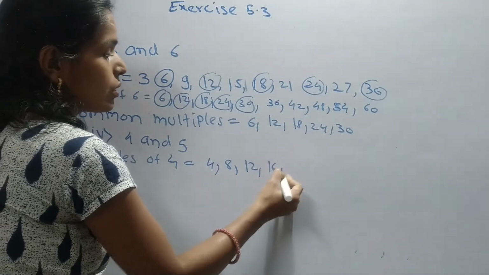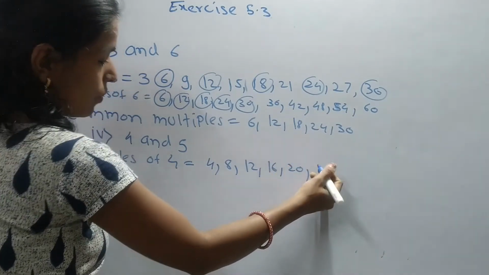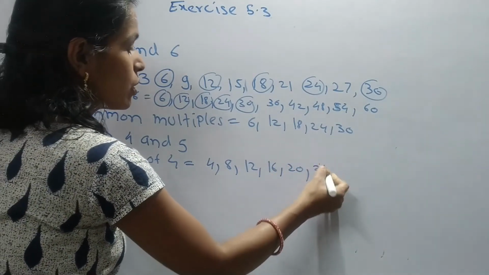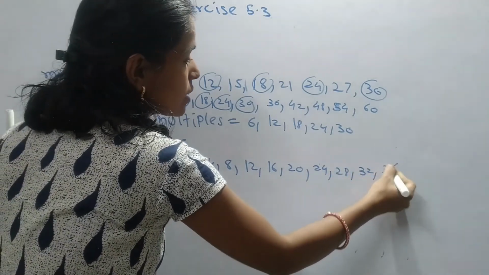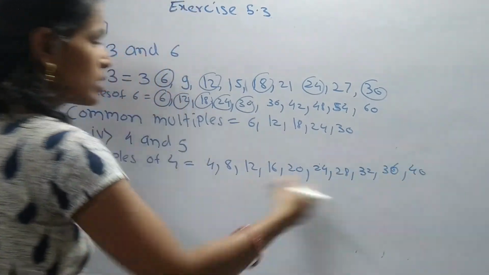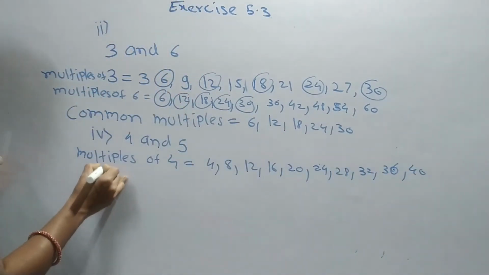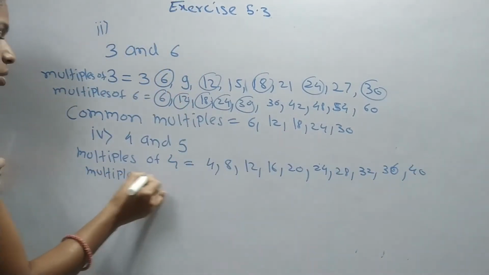See here, the multiples of 4 are 4 ones are 4, 4 twos are 8, 4 threes are 12, 4 fours are 16, 4 fives are 20, 4 sixes are 24, 4 sevens are 28, 4 eights are 32, 4 nines are 36, 4 tens are 40. Okay, these are the 10 multiples. Now write the multiples of 5.